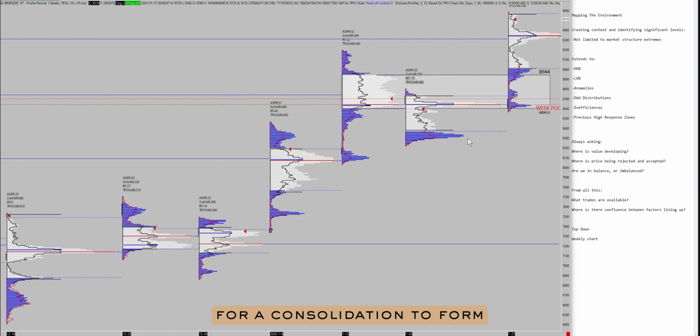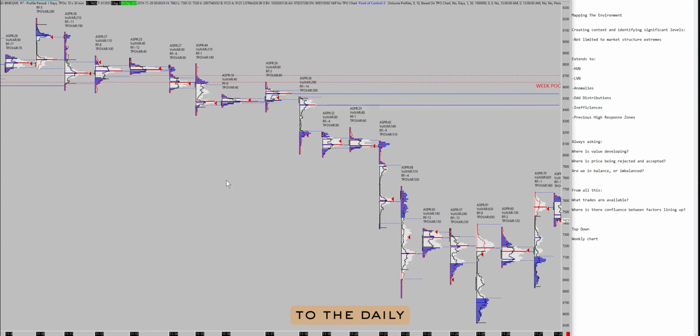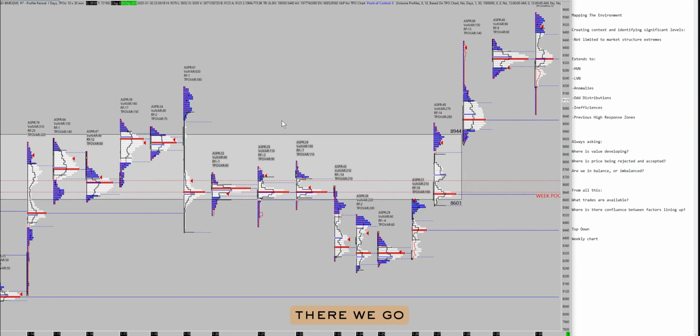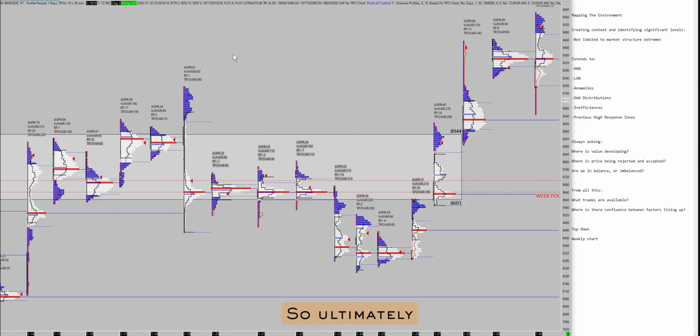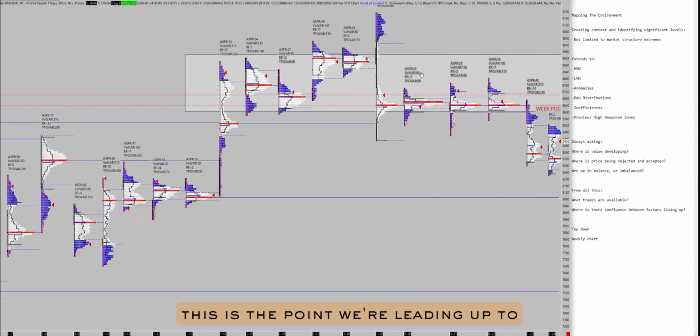So we're going to be looking for a consolidation to form, all right, at least within this value area. So now we're going to go down to the daily. We're going to go all the way back to that structure. So I should be able to take myself back to it by, there we go. So we're going to look at how this week starts off. So ultimately, this is the point we're leading up to.